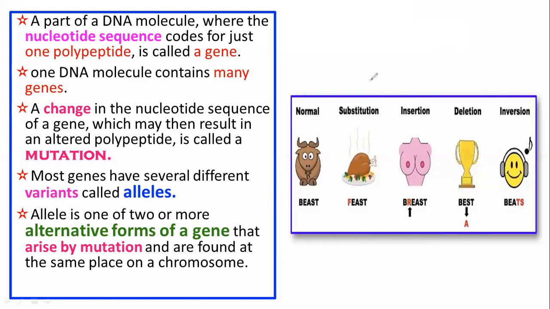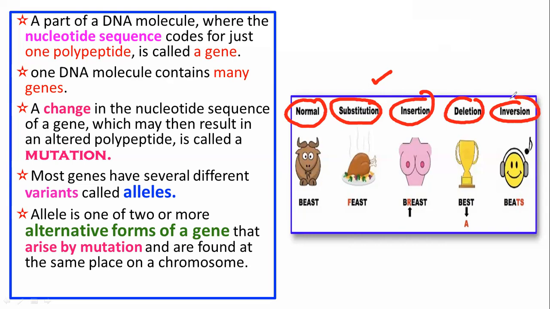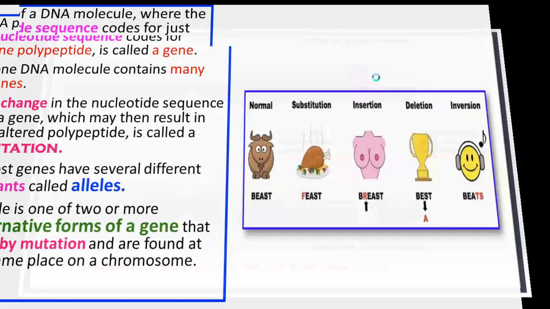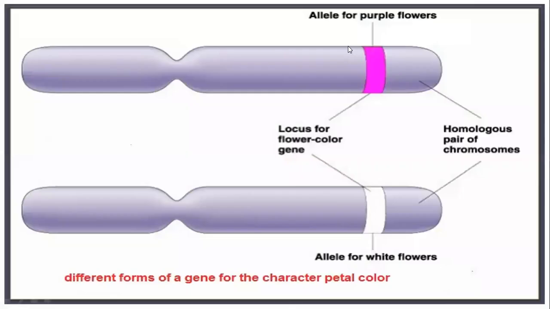Here is just a mnemonic to tell you that there can be different types of mutation: substitution, insertion, deletion, and inversions. We will be discussing in detail what these different kinds of alleles can be. But for your memory, let's have a look again.